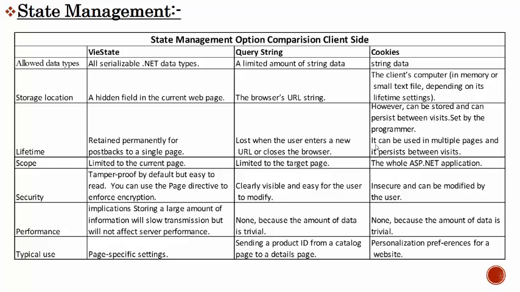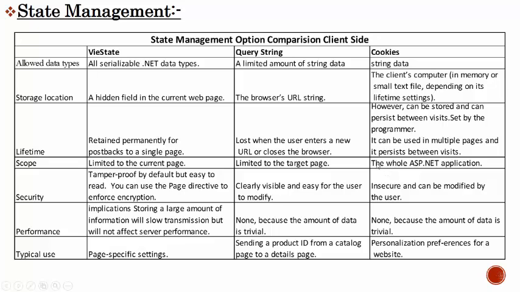And for cookies, it depends on the cookie settings. If the cookie is set as a persistent cookie, for a specific date, then the lifetime of the cookie will be available up to that particular date. After that date, the cookie will expire, and temporary cookies expire when you close your browser. Now, scope. View state's scope is limited to the current web page. Query string scope is limited to the target page, the next page. Up to the next page, the query string is available.